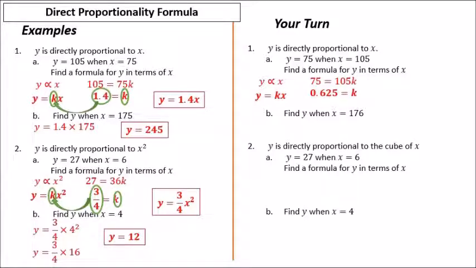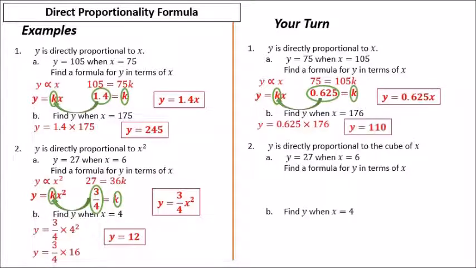Again, it's okay to put 5/8 there, that's not a problem at all. Then we notice that we have k in our general formula and we can replace it with the 0.625. So y equals 0.625x. Then to find y when x is equal to 176, we can then do y equals 0.625 multiplied by 176 to get our answer of y is equal to 110.